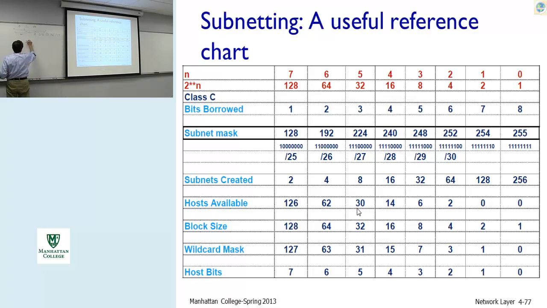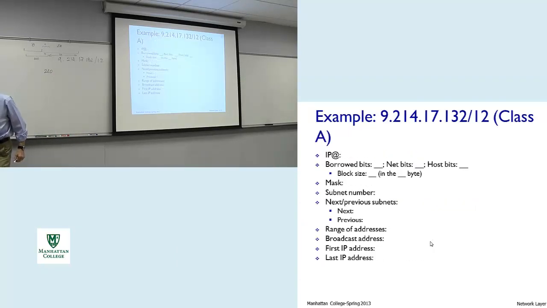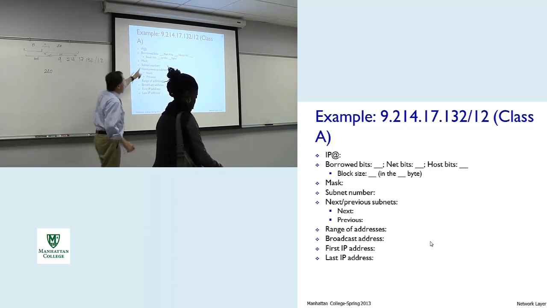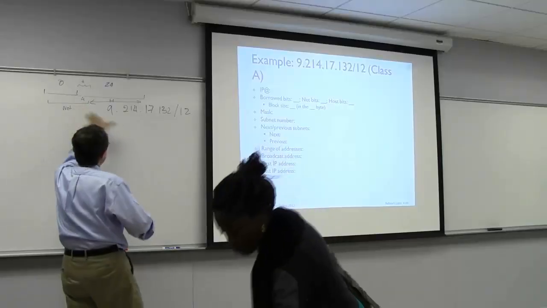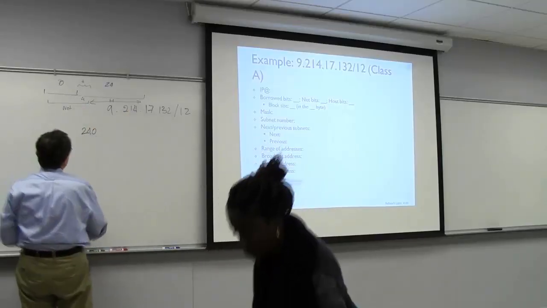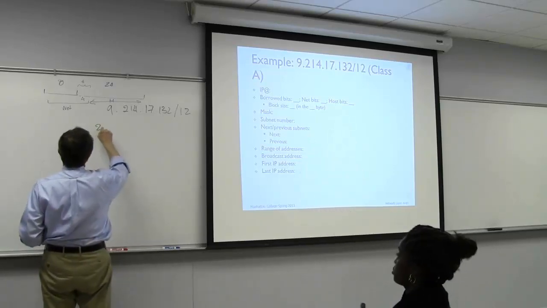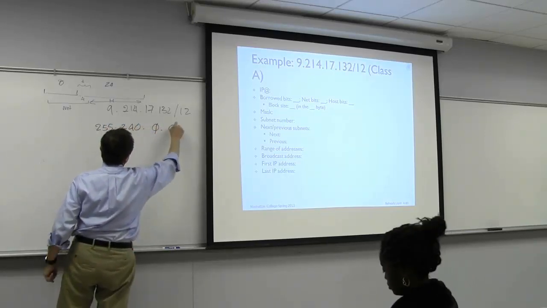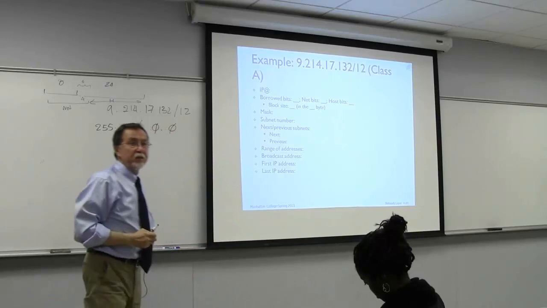So let me put it here. Okay, so let's go back. The block size is 16, in byte 2. Now, what is the mask? I ask Maggie, what's the mask for this address? 255.240.0.0. Very good.